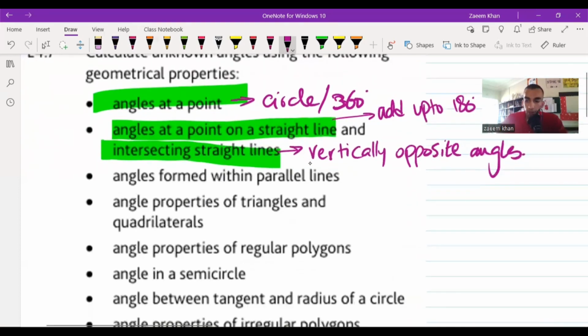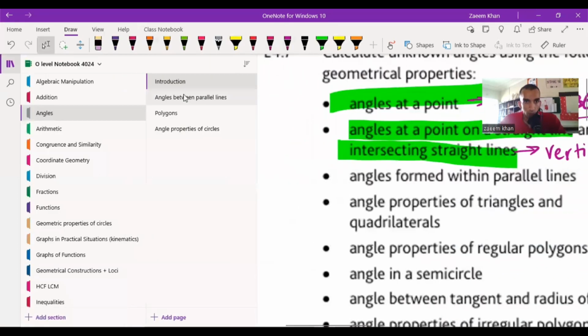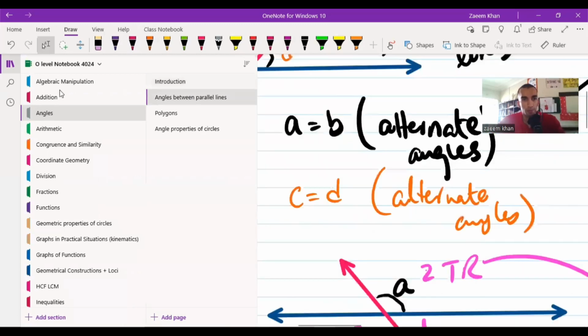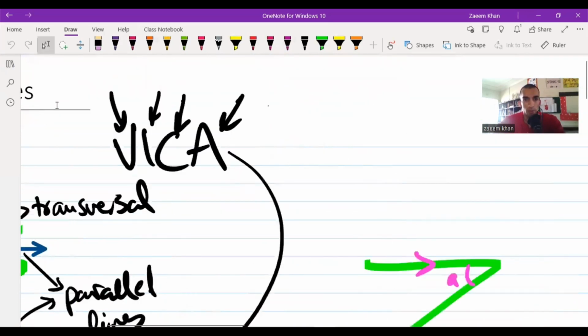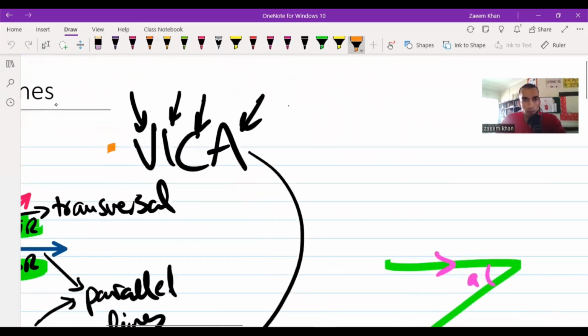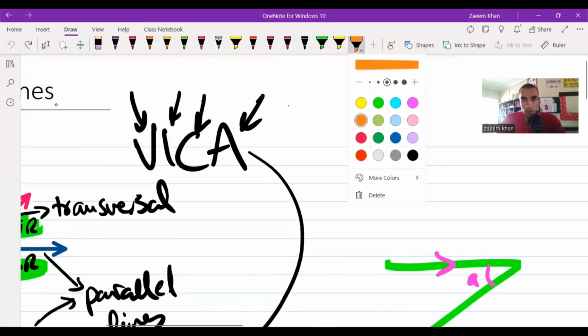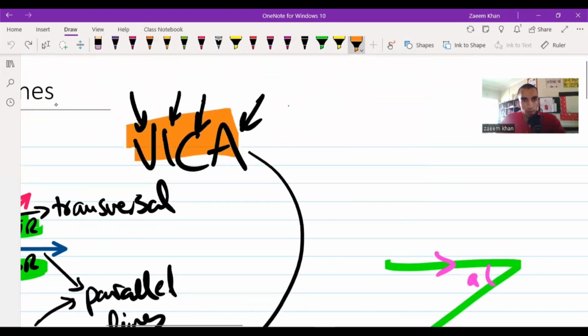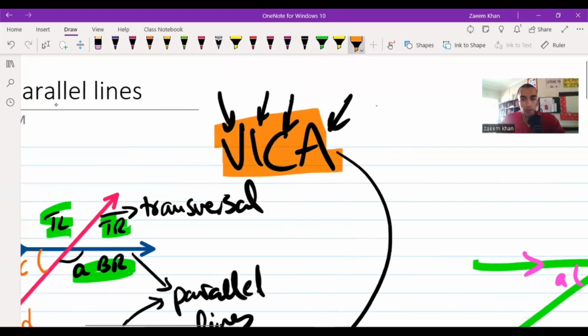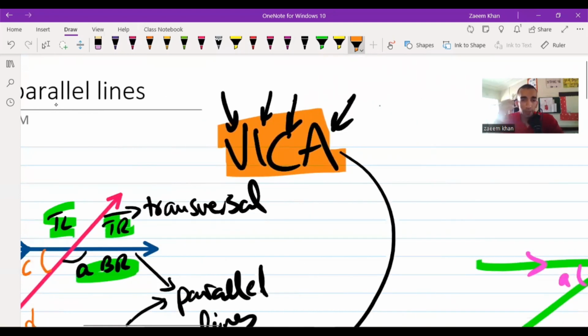Angles formed within parallel lines. Now, do you remember the acronym we made for this, or mnemonic? What's it called? It was VICA. VICA. Perfect. Now, what does VICA refer to? VICA refers to all those starting letters of the words that are hiding between these letters.